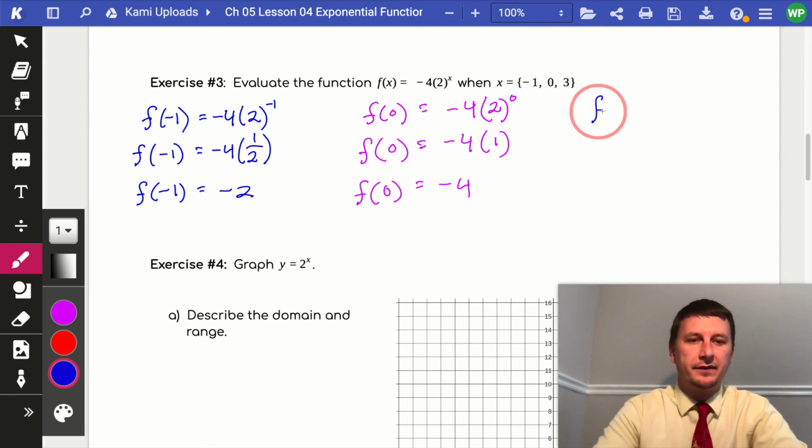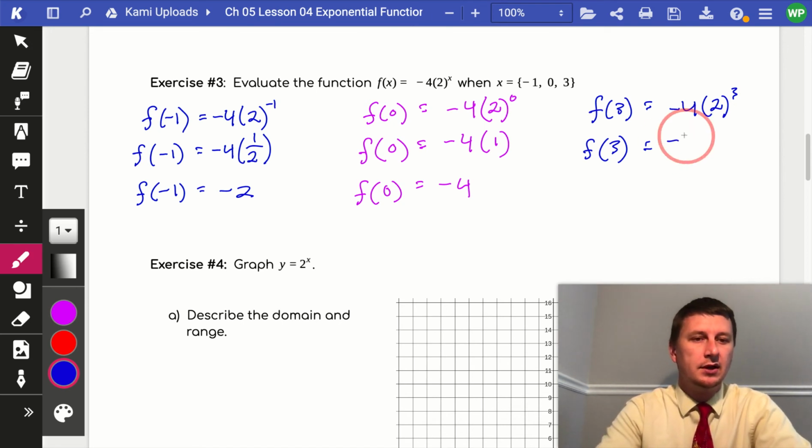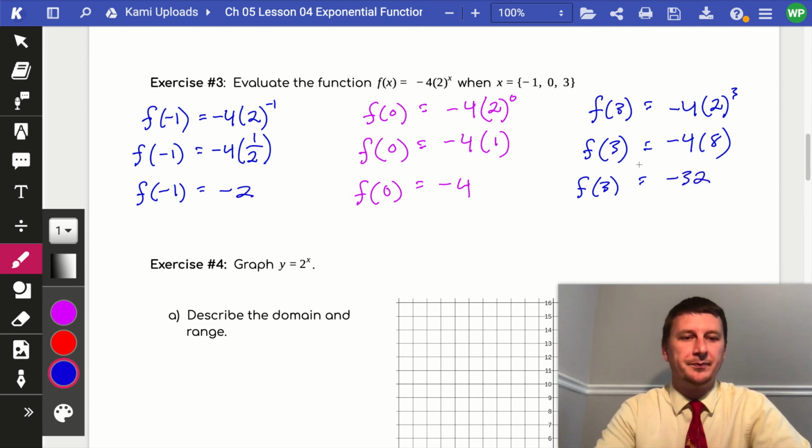Finally, we're going to have f of 3 over here, and that's going to be negative 4 times 2 to the third power. And we're going to simplify exponents first because the order of operations says to do exponents before multiplication. So we're going to do 2 to the third, which is 2 times 2 times 2, which is going to give you a value of 8. And negative 4 times 8 is going to give you a value of negative 32. So f of 3 is going to be negative 32.